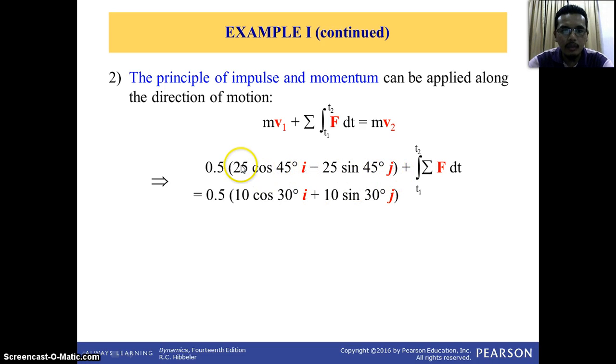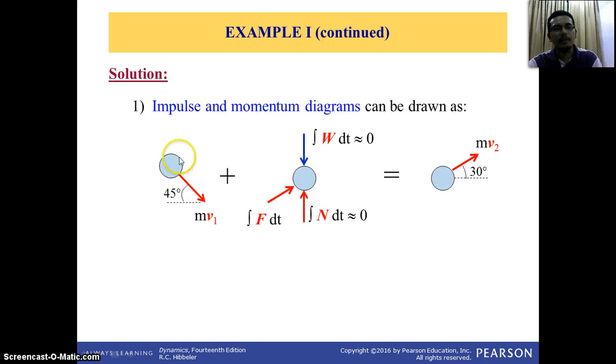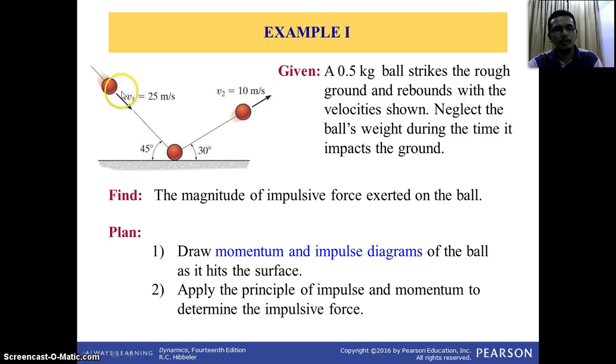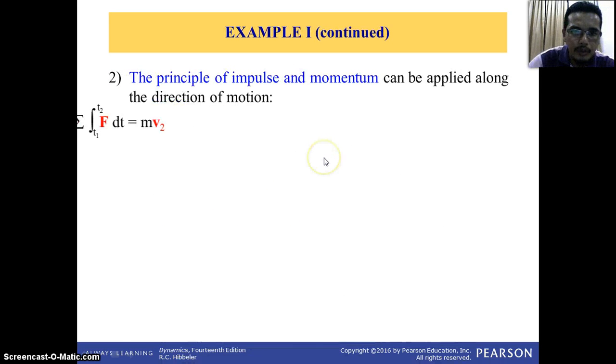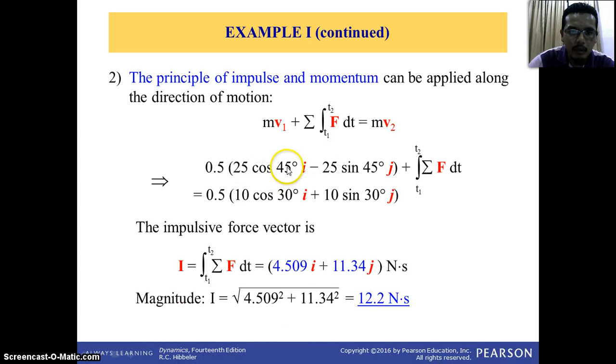So you resolve the 25 cos 45, the initial velocity. 25 you resolve into x and y, 10 you resolve into x and y. For the initial momentum, 45 degrees, final momentum, 30 degrees. So you can see here, 25 multiplied by cos 45 minus 25 sin 45, because y is negative: the ball strikes going downward, so downward is negative for y. To the right is positive. So plus the impulsive force, and then it is equal to the final momentum. So 10 multiplied by cos 30 is the positive x direction, then 10 sin 30 is the positive y direction.